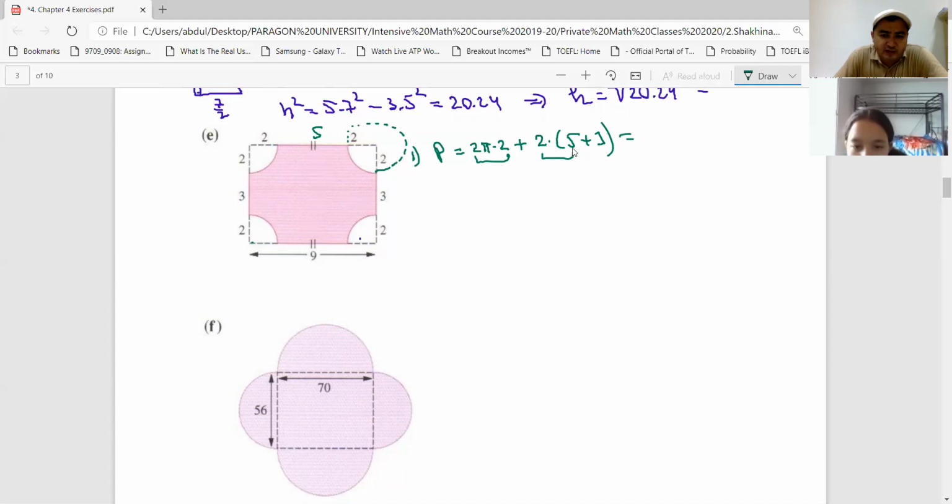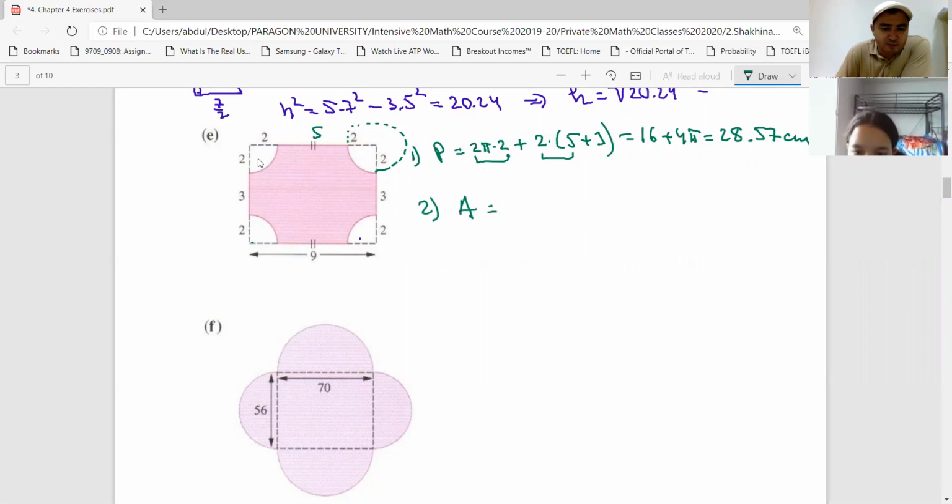That's it. So here we have 5 plus 3, 8, 8 times 2, 16, plus 2 times pi times 2, that is 4 pi. Now using our calculator, that is the exact length. If you calculate this, 16 plus 4 times pi, which is equal to, correct to 2 decimal places, 28.57 centimeters. That's it. And how about the area? All right. How about the area, Shahina?